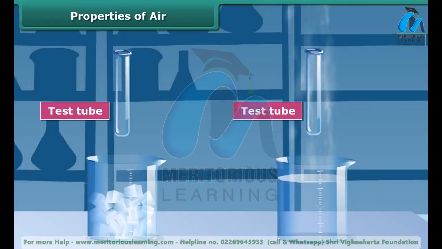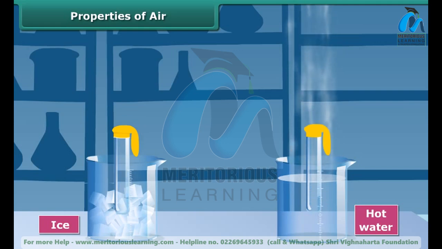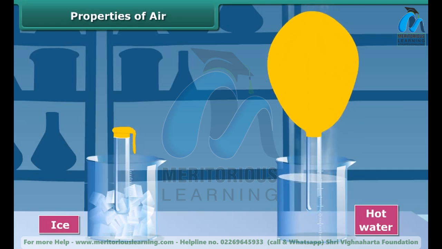Now take two empty test tubes and place a balloon over the mouth of each bottle. Put one test tube in a pan of hot water and the other one in a pan with ice. Observe carefully. The balloon on the test tube in hot water begins to inflate.